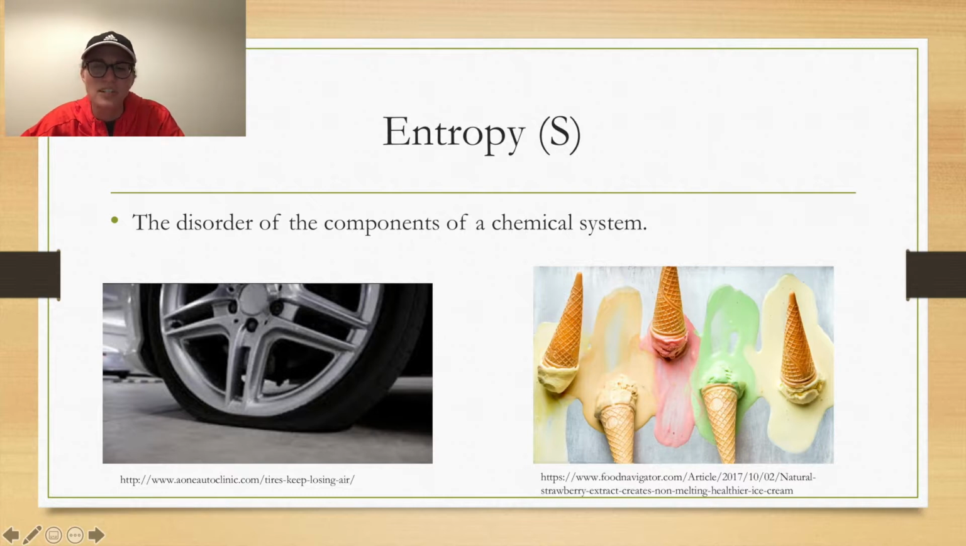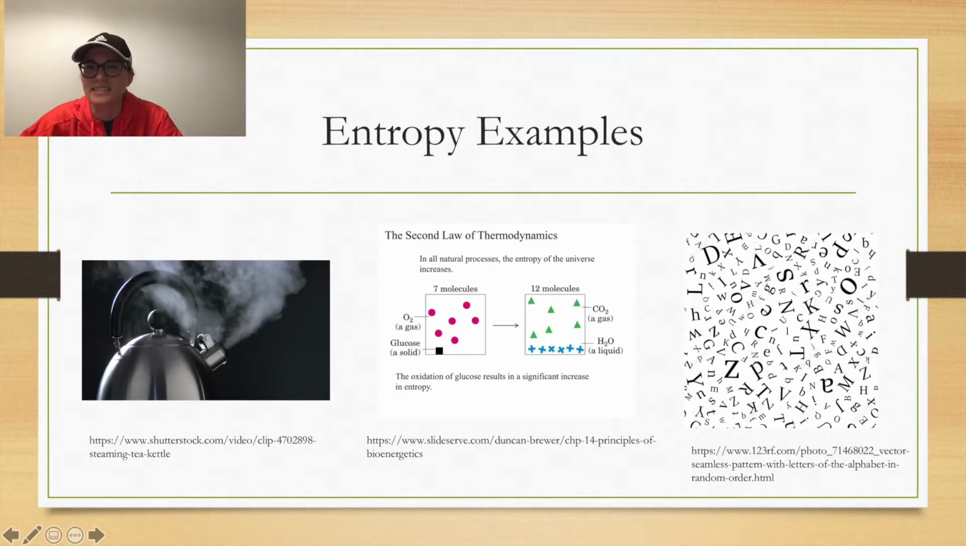So I mentioned earlier this idea of a tire leaking. Again, it's going from a state of order to a state of disorder, where that gas is rapidly escaping and going all throughout the air. You think of ice cream. Again, it comes from a solid form of that colored ice cream, but then melts into something that looks a bit more chaotic. Now, our book has 3 excellent examples.